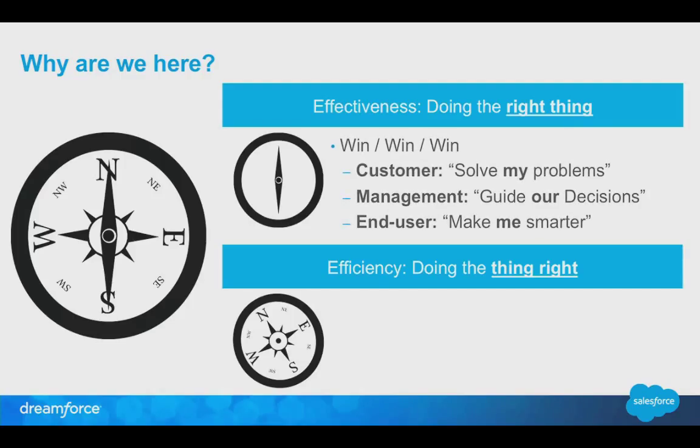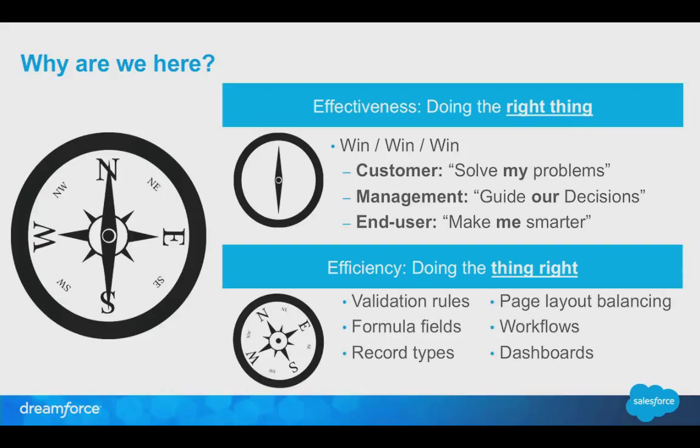So effectiveness, right, is really doing the right thing. So for your customers, helping your customers solve their problems. For your management, make sure they make the right decisions, right, helping them make those decisions. And for your end users, really, we sometimes lose focus on them, making them smarter, right, making it a tool that helps them do their job and gets value from, not just something they have to slam data into to drive management reports.